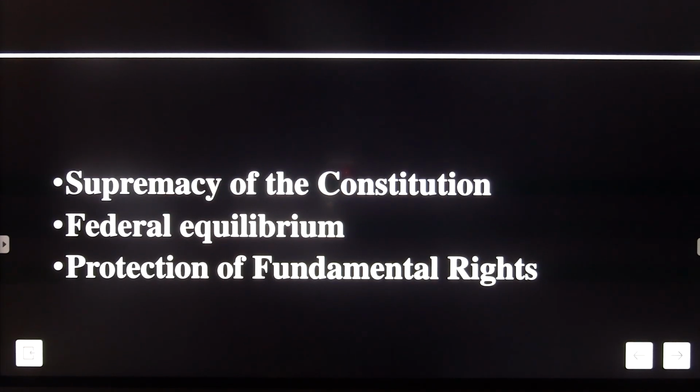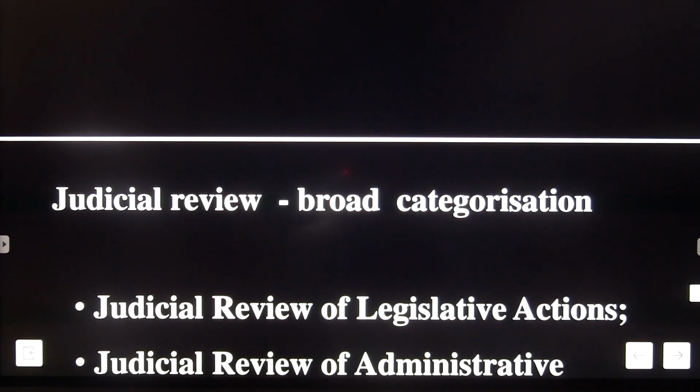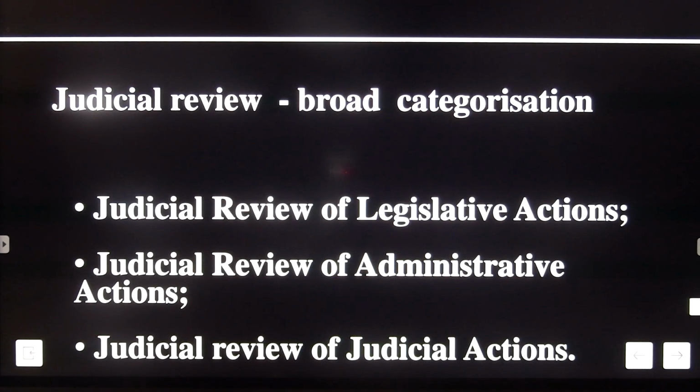Next, judicial review may be broadly categorized under three heads: judicial review of legislative actions, judicial review of administrative actions, and third one, judicial review of judicial actions. What is legislative action?